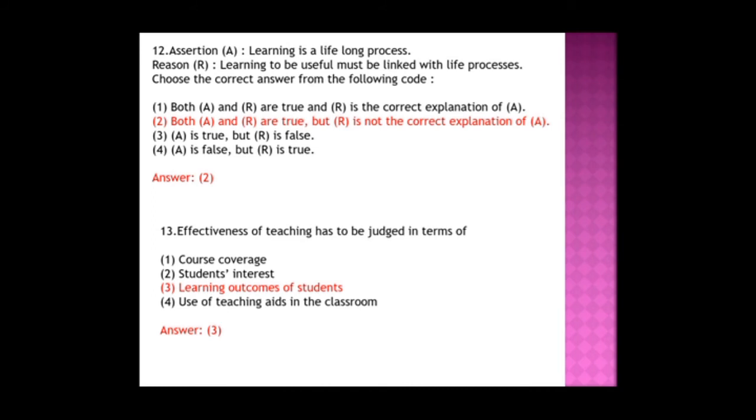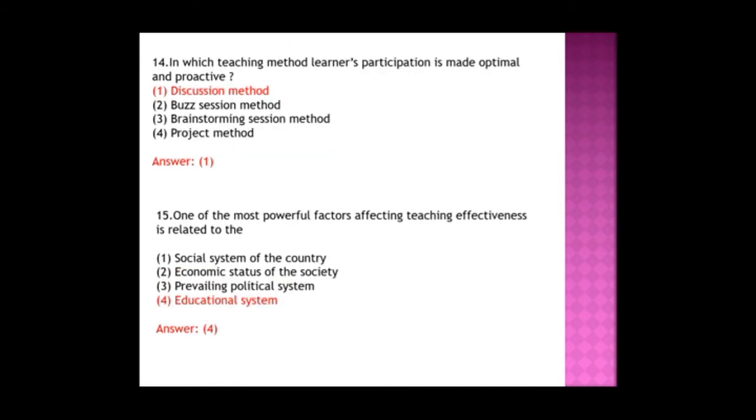That is, the effectiveness of teaching has to be judged in terms of. So here course coverage is not the apt one, and students' interest is also not apt. Use of teaching aids in the classroom is also not apt. So here 3 is the answer, learning outcome of students. And 14th question, in which teaching method is learners' participation made optimal and proactive?